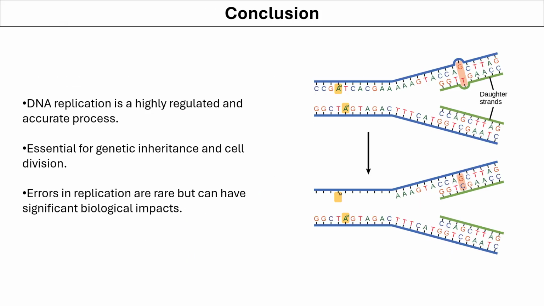So to summarize, DNA replication is a highly regulated and accurate process. It is essential for maintaining genetic stability or genetic inheritance of an organism, and it's an important step right before the cell division. Any kind of errors in replication, although they are rare, can have significant biological impact, and can cause genetic diseases and also cancer.